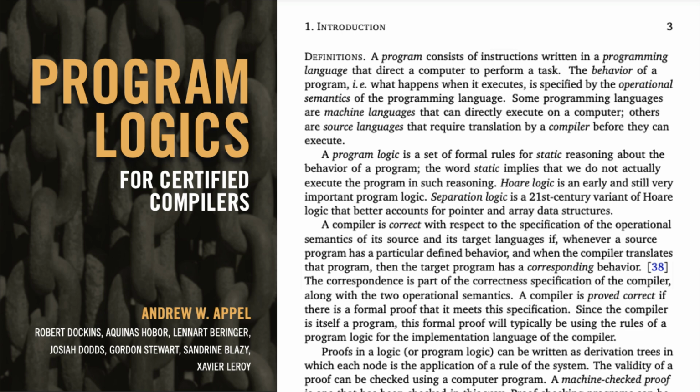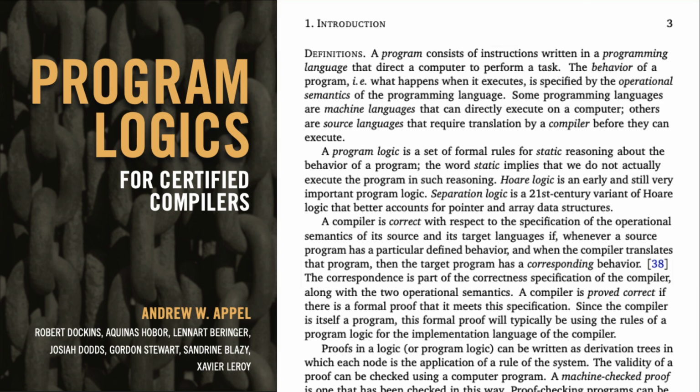Definitions. A program consists of instructions written in a programming language that direct a computer to perform a task. The behavior of a program, i.e. what happens when it executes, is specified by the operational semantics of the programming language. Some programming languages are machine languages that can directly execute on a computer. Others are source languages that require translation by a compiler before they can execute.